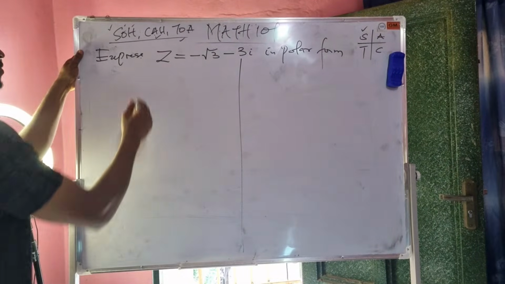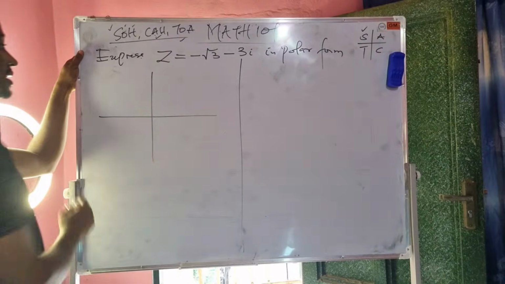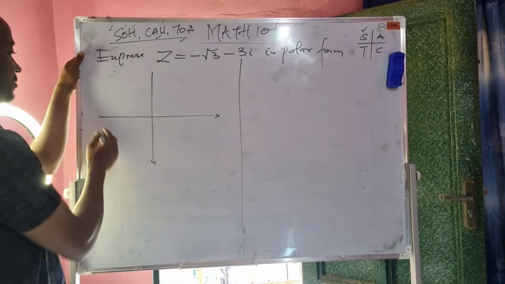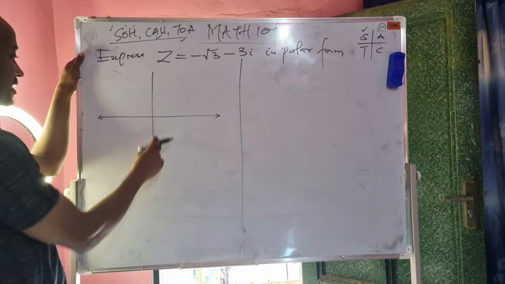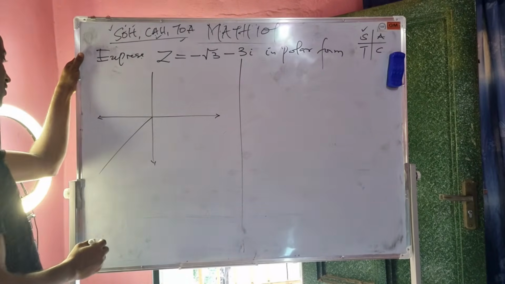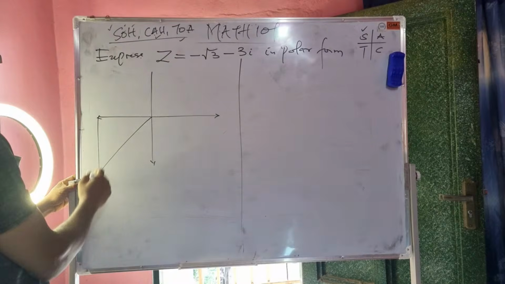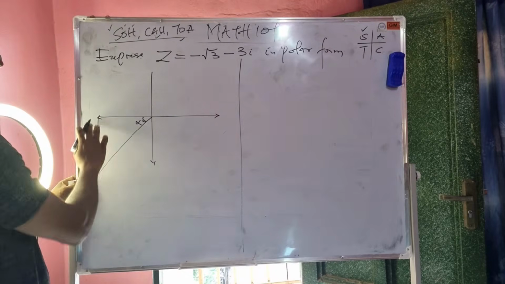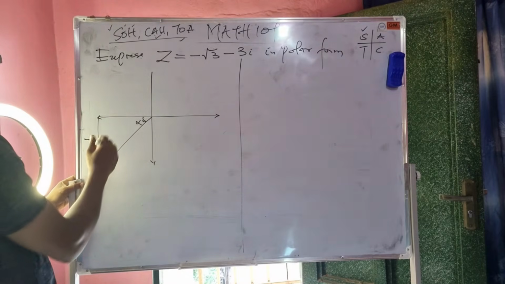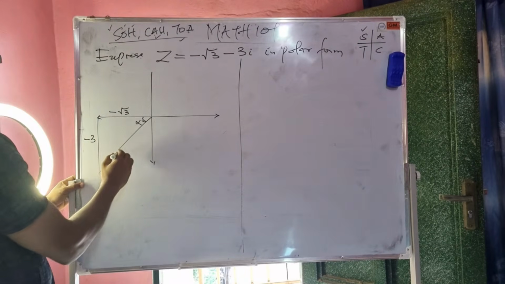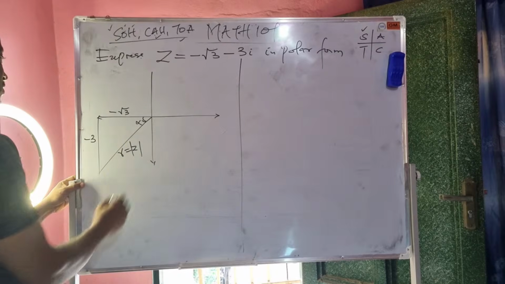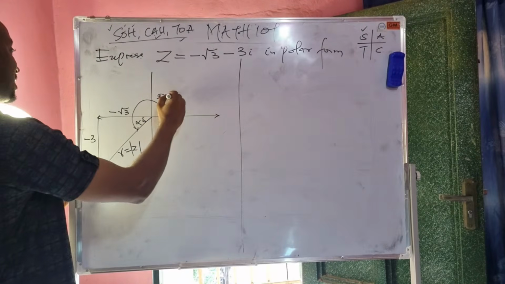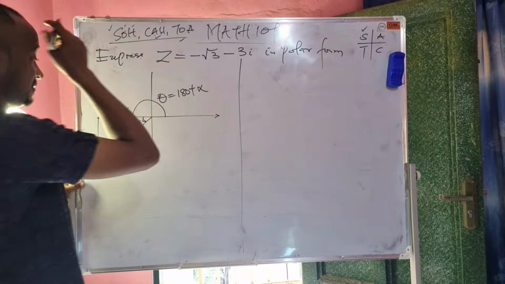Now, what we do is to locate where this will be in the Cartesian diagram. Of course, the values of our x and y are both negative, so they fall somewhere here. Don't forget that here is our reference angle, alpha. The value of y is minus 3, while the value of x is minus root 3. Here we have r equals the modulus of z. The standard angle is measured from here to here, which is theta equals 180 plus the reference angle.